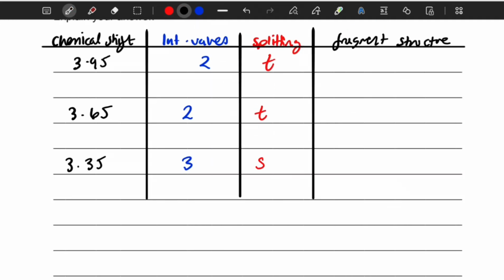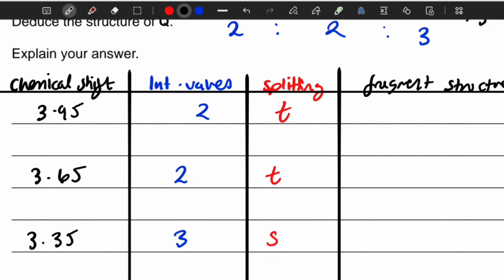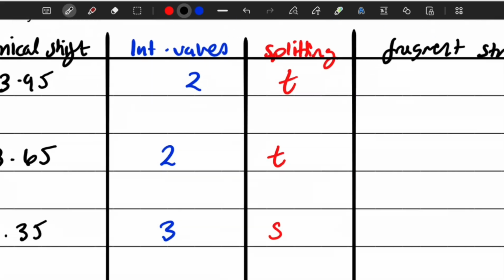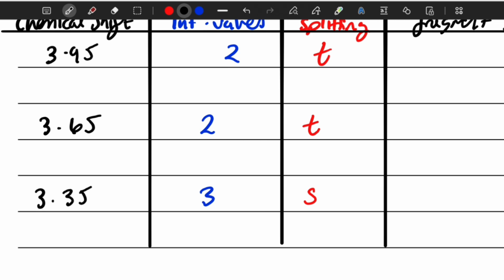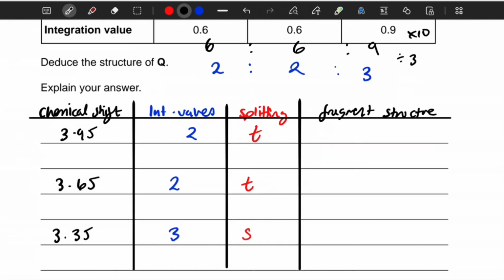Okay, so guys, remember the n+1 rule. If it's a triplet, there will be 2 hydrogens next to that carbon. There'll be 2 hydrogens on the adjacent carbon, which is next to the carbon. And then if it's a singlet, there's no hydrogens on the adjacent carbon. Okay, so let's figure out the fragment structure.